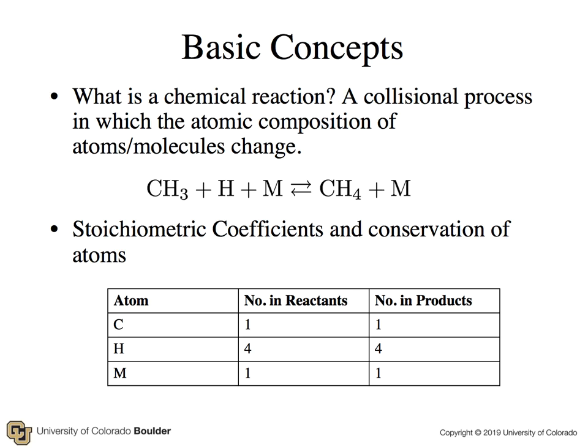This equation has ones in front of each of the chemical symbols. But clearly, if you start out with one carbon on the left side, you have to end up with one carbon on the right side. And that's reflected in the little table that lists the carbon, hydrogen, and M, whatever M may be, balance. The table lists the atom, the number in the reactants and the number in the products, and they have to be the same. There's one carbon, 4 hydrogens, and 1 M, whatever M may be. And so they do balance.